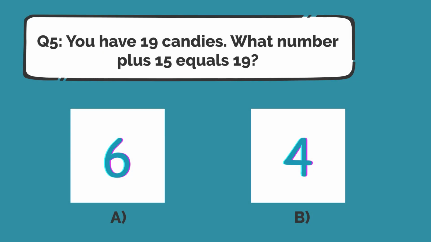Here's your last question. You have 19 candies. What number plus 15 equals 19? Is it option A, 6, or option B, 4? Think about it. Excellent! The correct answer is option B, 4.